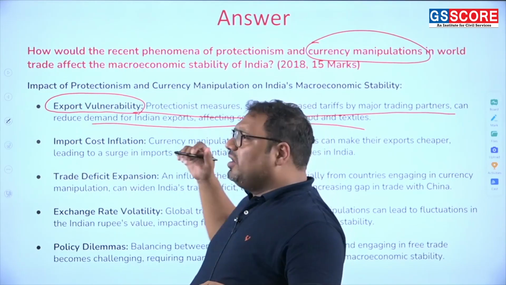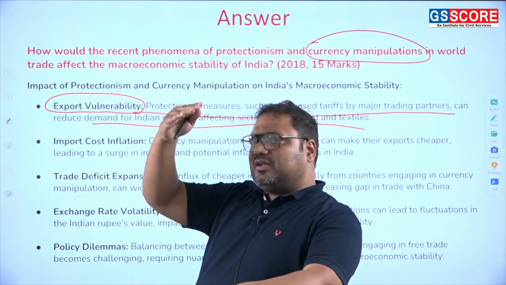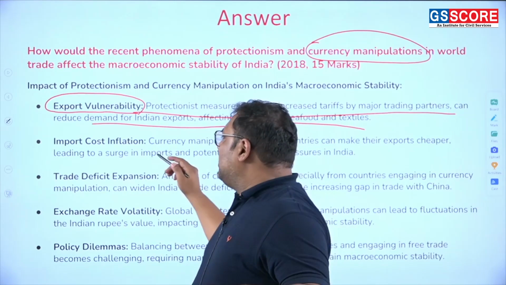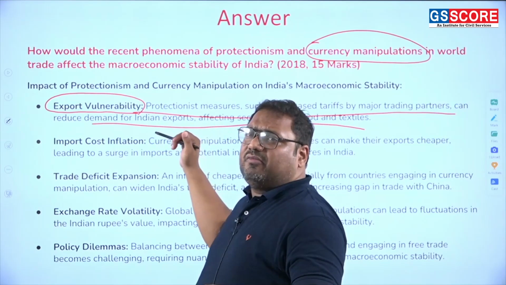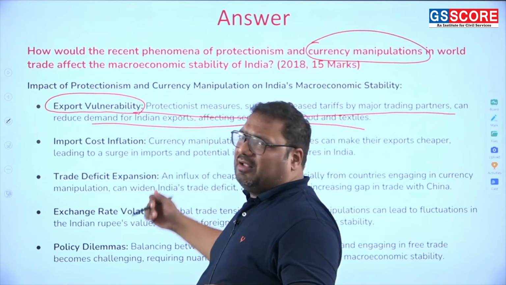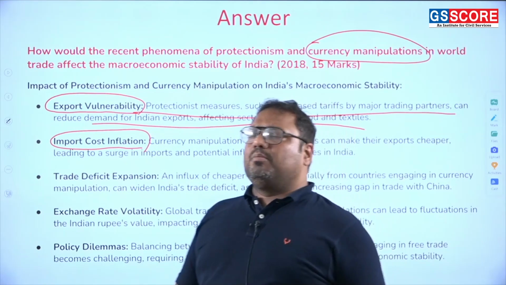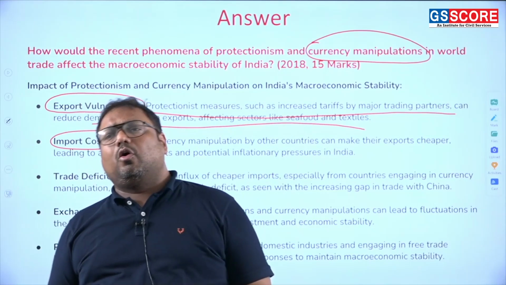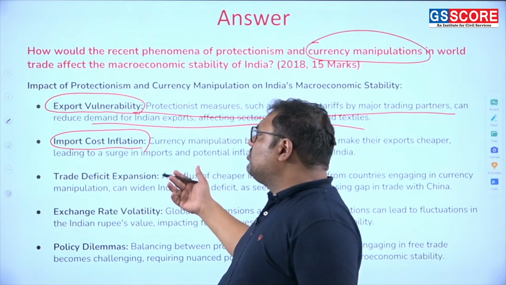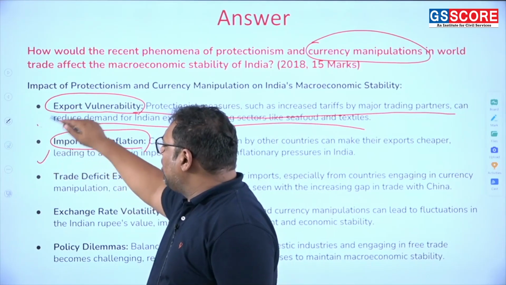So if the international trading system is free, it keeps things very cheap. But if it is not free, if it is compromised, if it is affected by those things, then it creates import cost inflation. Your imports become very expensive, including oil, etc. So that is another challenge for India's macroeconomy.